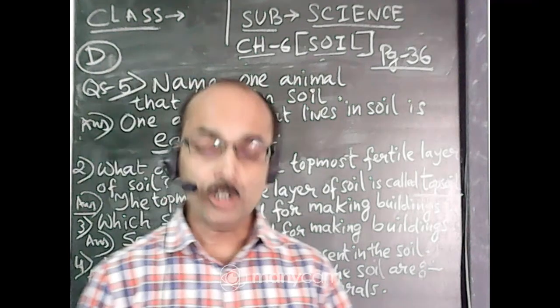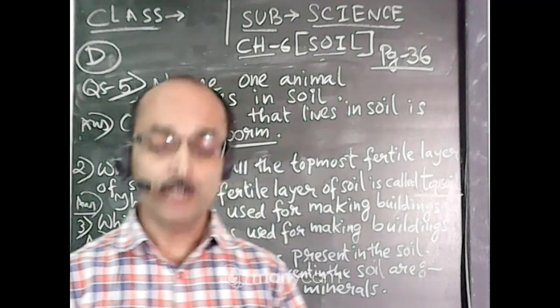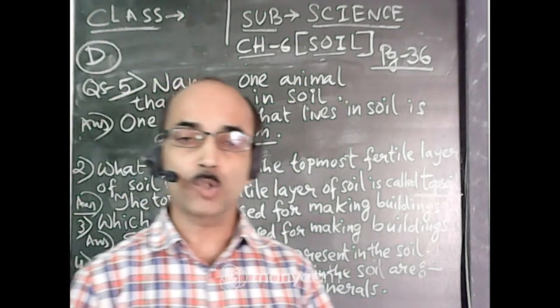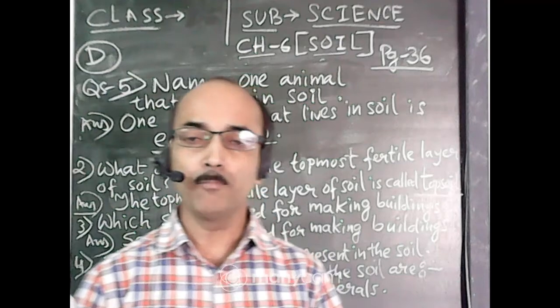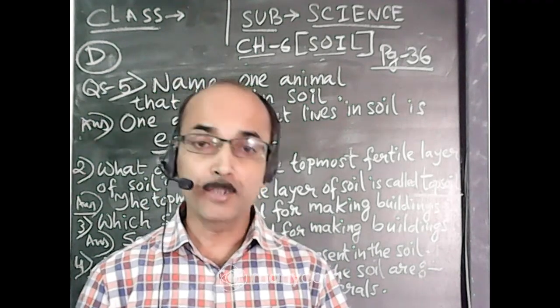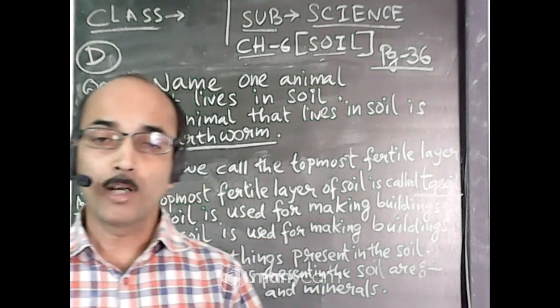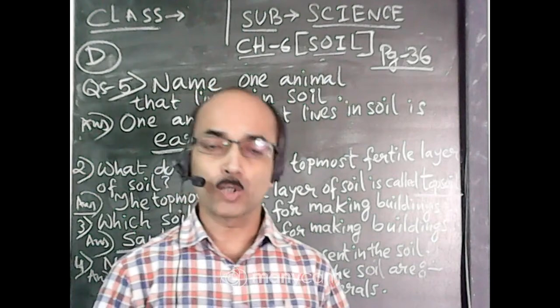Question number 4, name 3 things present in the soil. The 3 things that are present in the soil are air, water and minerals. Next one, question number 5, this is the last question. Name one animal that lives in the soil. One animal that lives in the soil is earthworm.